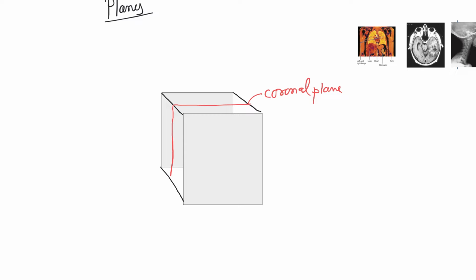What are the other ways that you can divide the body? If this is north, south, west, east, this was the west-east way. Now let's try to divide them north-south. Any plane that you draw north-south like this would be a sagittal plane. Now if this sagittal plane occurs in the mid of the body, you'll say it's the mid sagittal plane.